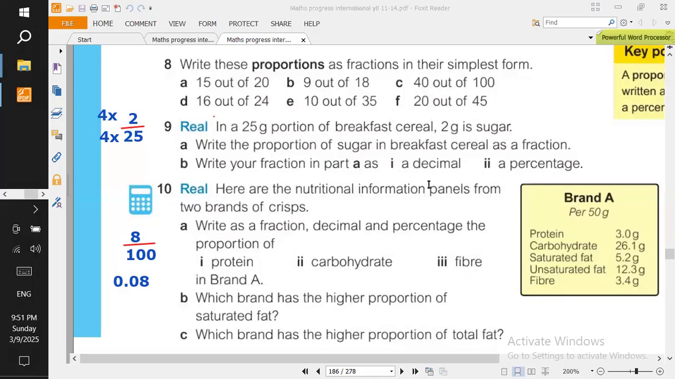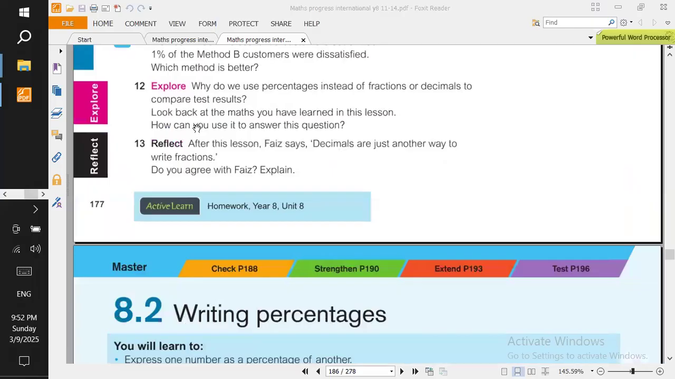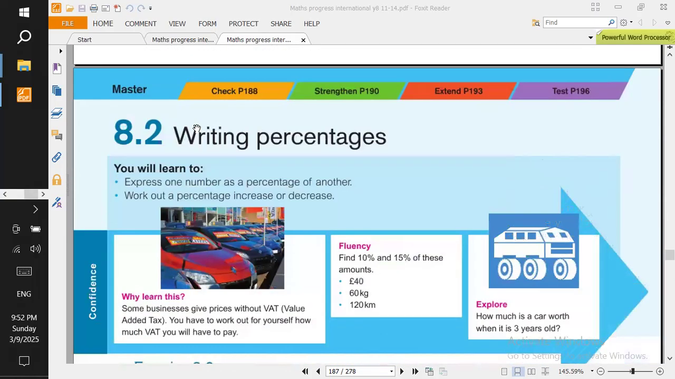And then to turn it into a percentage, you just multiply it by 100. So 8 over 100 times 100 is going to be 8%. And this is how you write a proportion, make it as a fraction, and then turn it into a decimal, and then turn it into a percentage. So all of the questions will have the same ideas. Focus on the steps and focus on the ideas that you have. And that's it for the first lesson. Now let's move on to the second lesson.